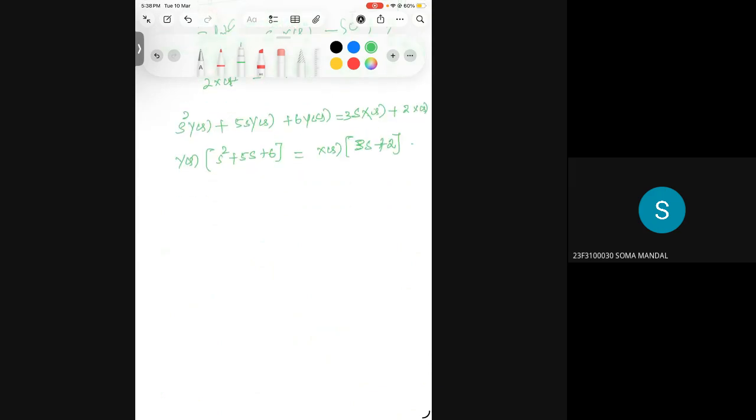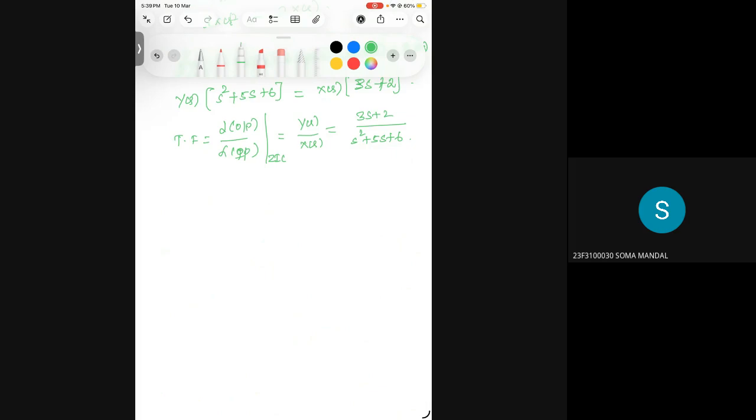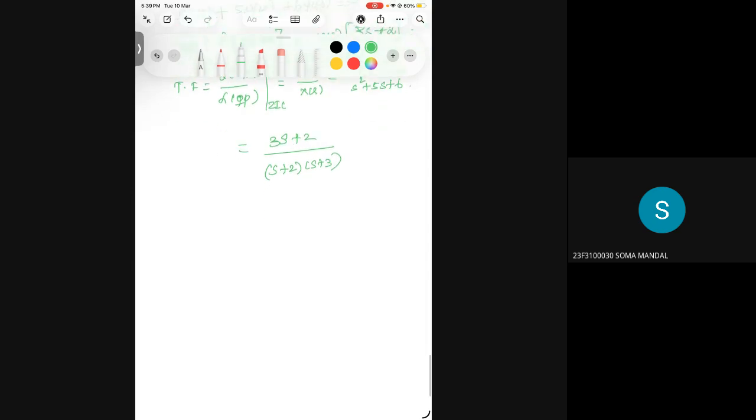Fine. Now, Laplace transform. How will the transfer function be written? Laplace of output by Laplace of input at zero initial conditions. Already we considered zero initial conditions. It will be y(s) by x(s) equal to (3s plus 2) divided by (s² plus 5s plus 6). Now we are going to factorize it in order to find the final value. Can I write this as (3s plus 2) divided by (s plus 2)(s plus 3)? Okay, it will come. Fine. Now, if I factorize this, what will I get?